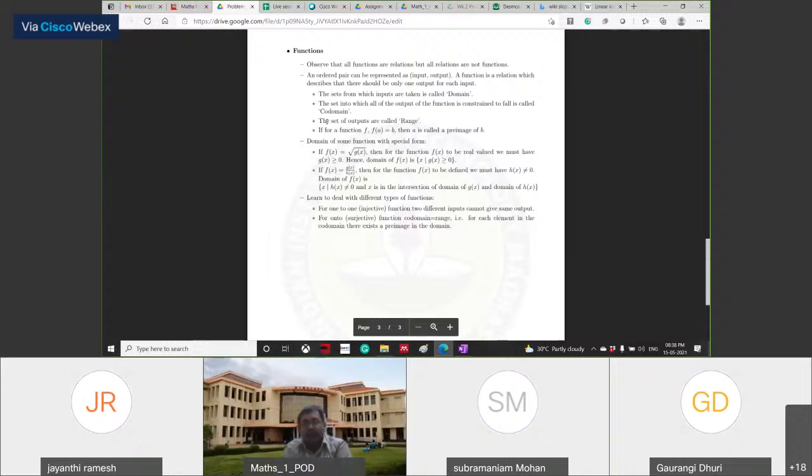Similarly, if it is in a fraction format, but the numerator and denominator are both in terms of x, then whenever we have to calculate the domain, we can say that if the denominator is not equal to 0, then the domain exists. Okay. And also the injective, surjective thing was there.